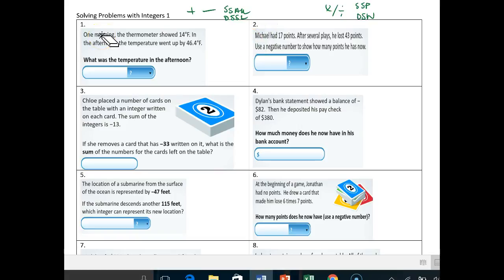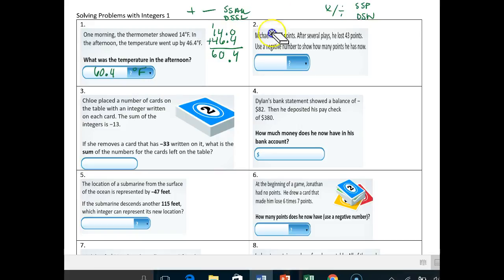Number one, morning the thermometer showed 14 degrees, in the afternoon the temperature went up by 46.4. So basically they just want you to add 14 plus 46.4. How do you do that? You put a decimal there, 0. Add that up. You should be able to do that yourself, right? 4, keep the decimal, 10, carry the 1, 6, 60.4. And they're going to want you to drop down this menu and say degrees.